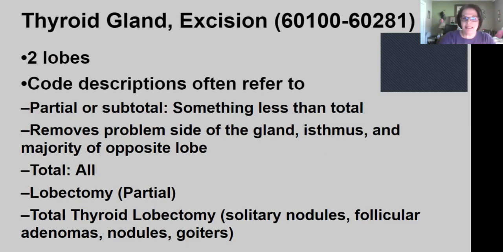Thyroid gland excision, 60100 through 60281. There are 2 lobes. Code descriptions often refer to partial or subtotal. Something less than total is going to be your subtotal or partial. Removes problem site of the gland, the isthmus, and majority of the opposite lobe. Total means all. Lobectomy, partial. Total thyroid lobectomy, solitary nodules, follicular adenomas, nodules, and goiters.